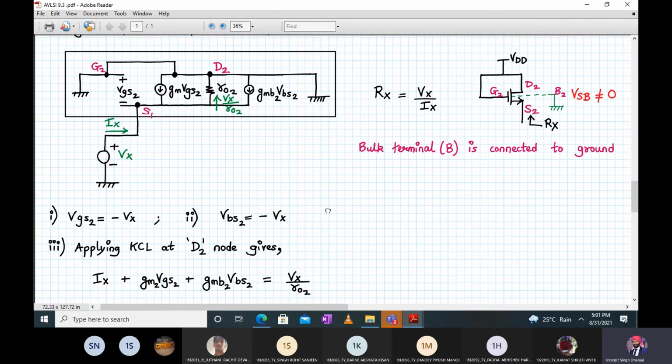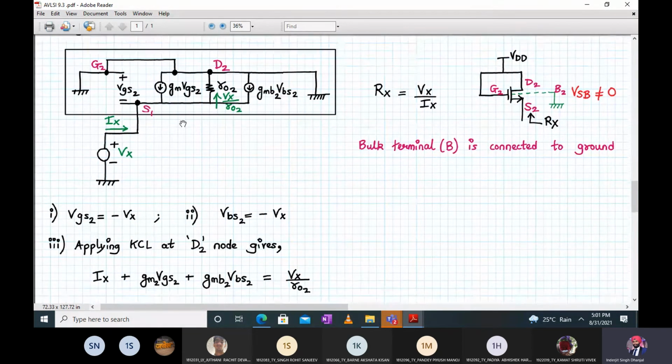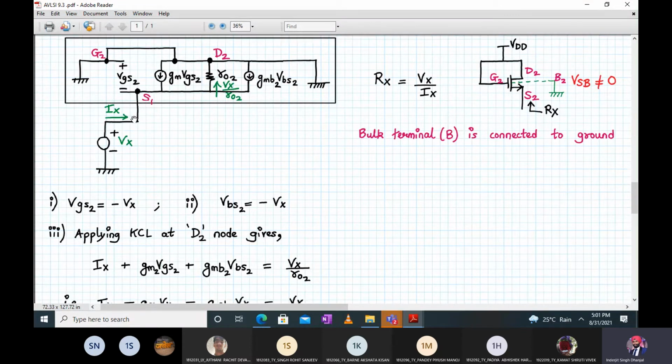Now what do we do? Now we apply the KCL at the drain 2 node. Actually, it is not drain 2, it should be source 2. Sorry for that, I will change it. Apply KCL to the source 1 node. Okay, not source 2, sorry. Source 2 node, what do we get? IX plus GM2 into VGS2 plus GMB2 into VBS2.